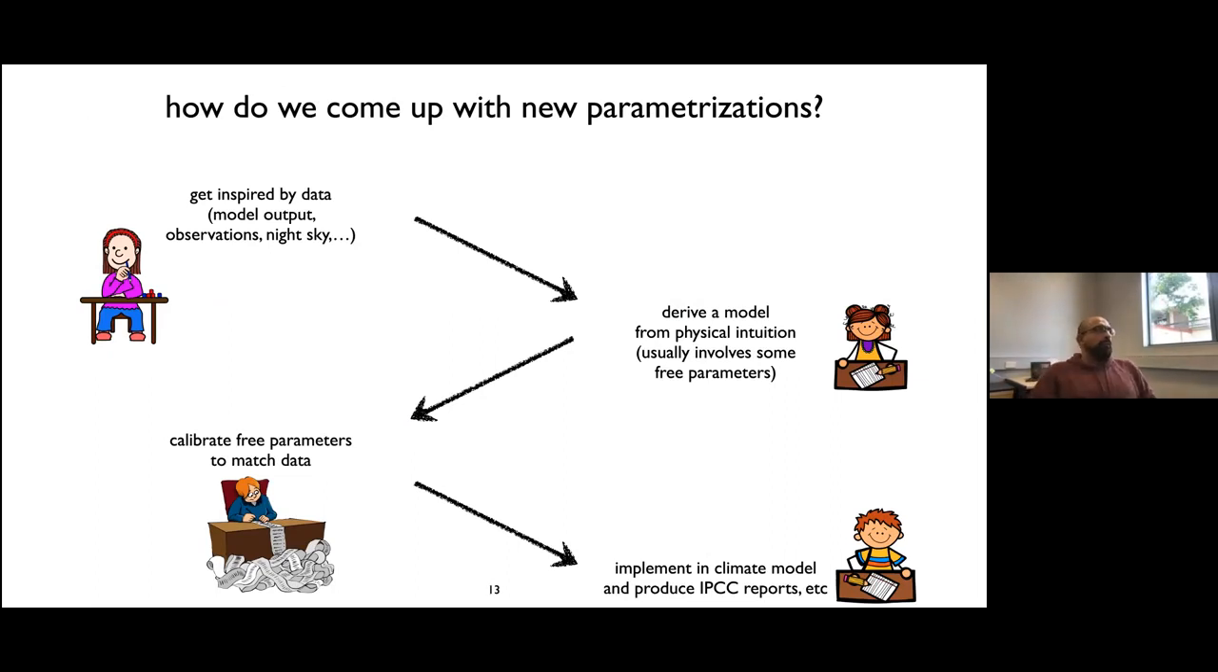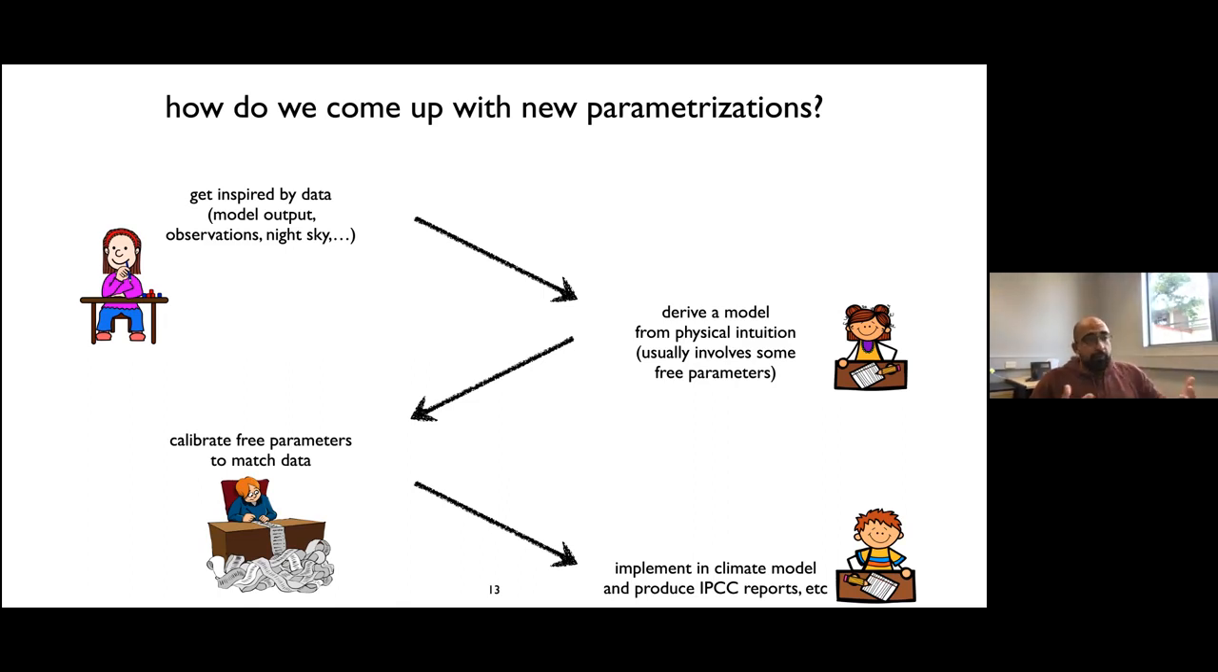Now, how do we go ahead and come up with a new parameterization or improve some parameterization? Firstly, we get inspired by data. So data could be observations, could be model output, could be just looking at the night sky, like the astronomers of the medieval centuries were doing. They were just watching the planets go round and around. And then we can use our physical intuition or the known physics to derive a model to describe observations.